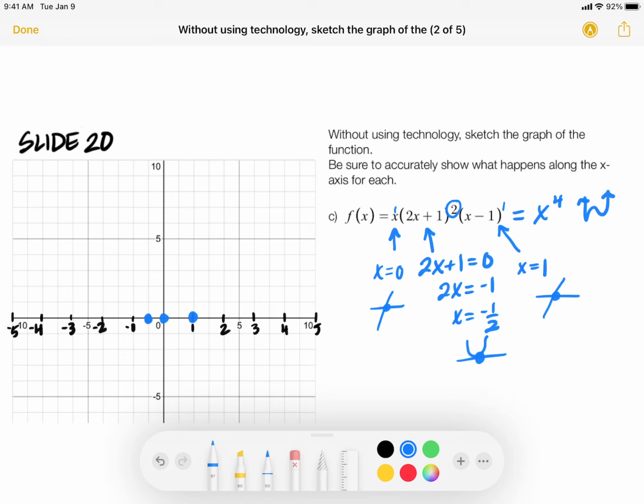But I'm asking myself, is that W shape facing upwards because it's positive in the front, or is that W upside down because it's negative? And if I look right here at the very front to see what our leading coefficient is, there's no negative there. So it is going to go up on this side and up on this side.